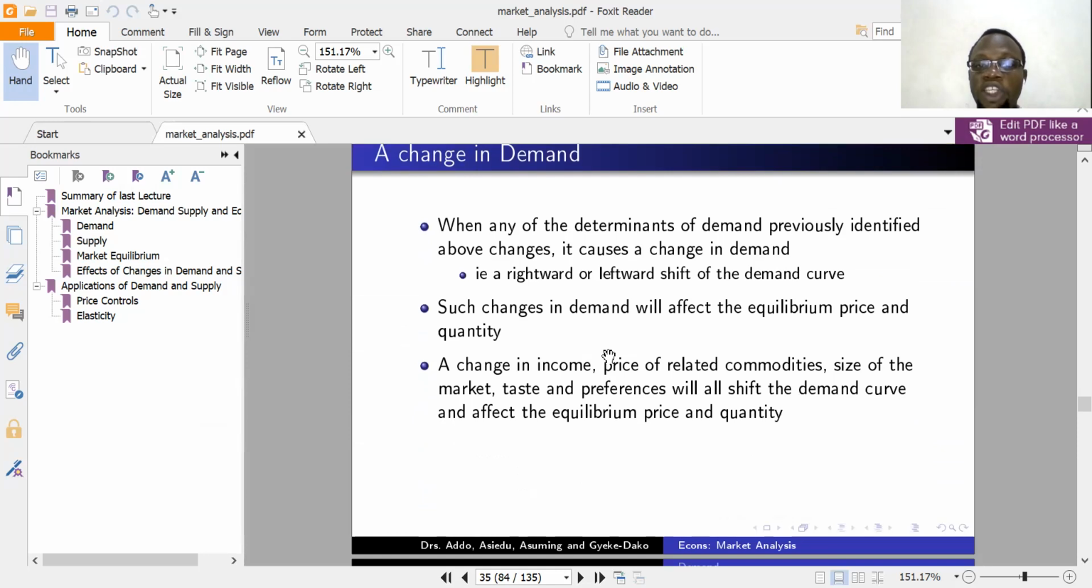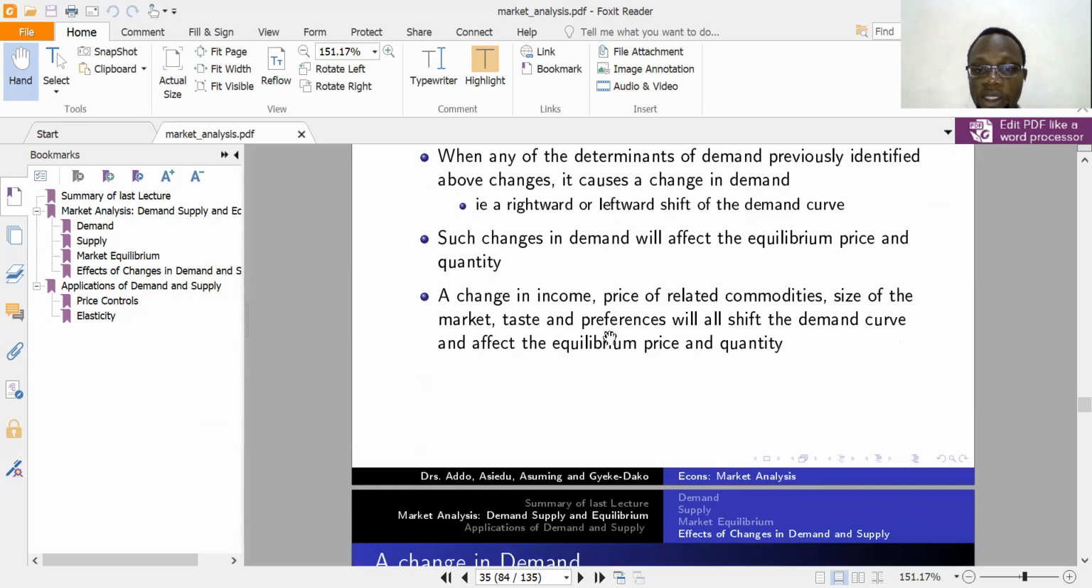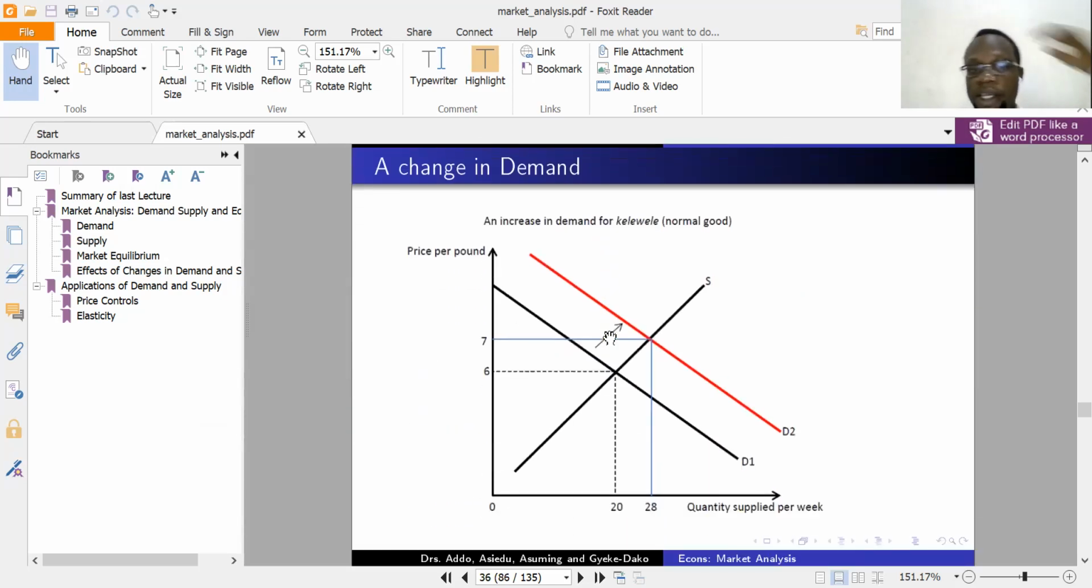And we said that such changes in demand will affect the equilibrium price and quantity. So this is a typical example. An increase in demand for a product, say we have D1, the original demand, and the original supply curve. If there's an increase in demand, just think practically, more people are demanding the good. What will happen? The price of the good will rise. Okay, so you have a shift from D1 to D2.